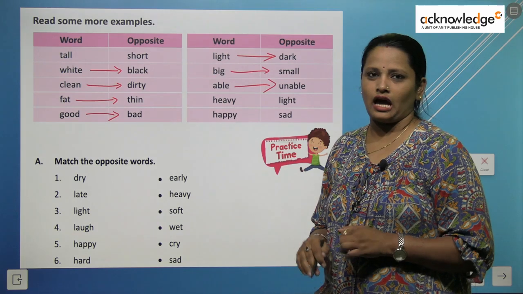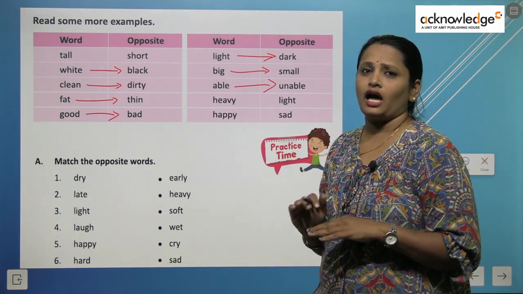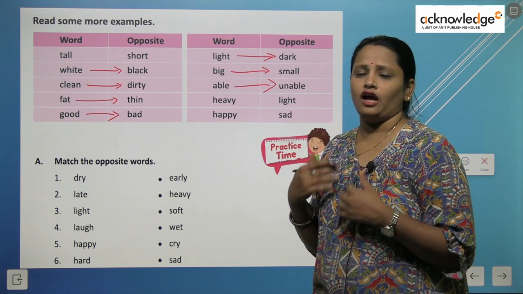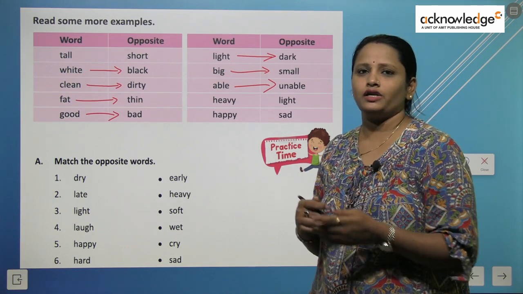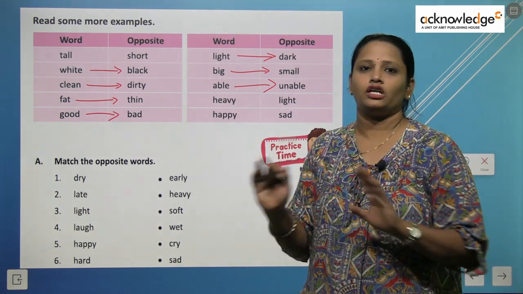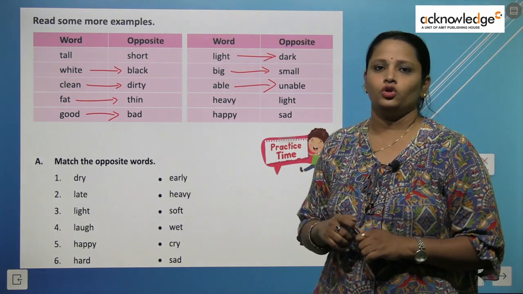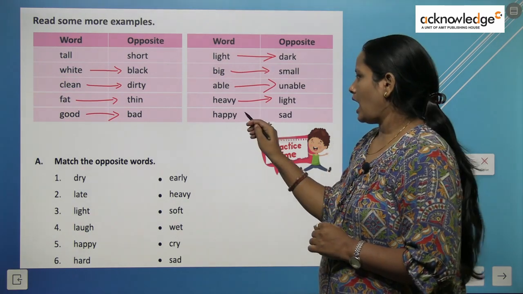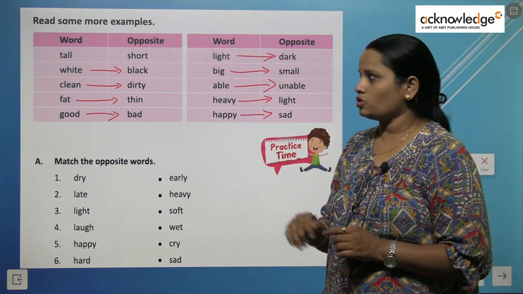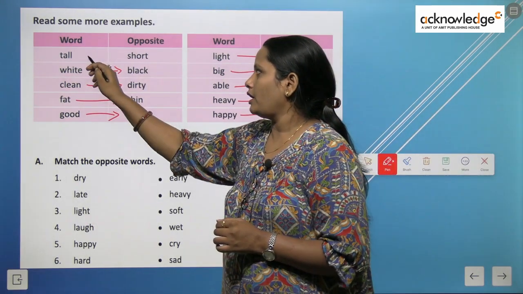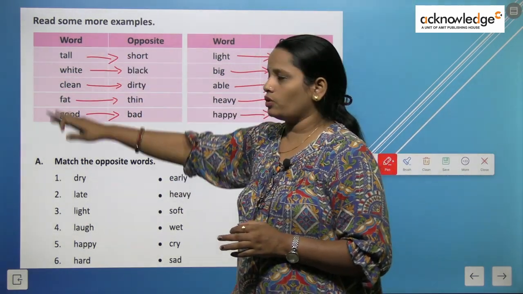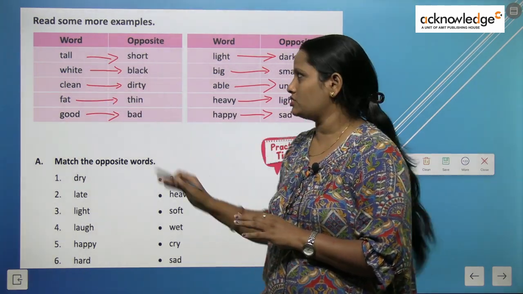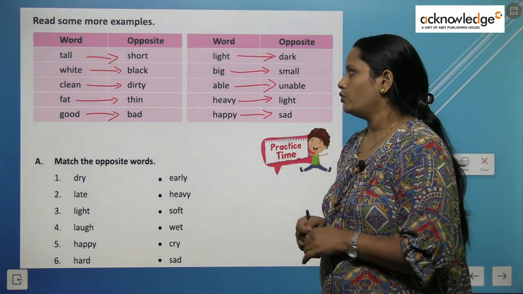Able, unable. I am able to do some work, and I am unable to do some work. There is a difference between these two. I have been given some work, and if I complete it, then I am able to do it, and if I am not able to complete it, then I am unable to do it. Next is heavy, light, happy, sad. So, we are already aware of all these words. So, these are the words, and on the right hand side some opposites are given of these words.